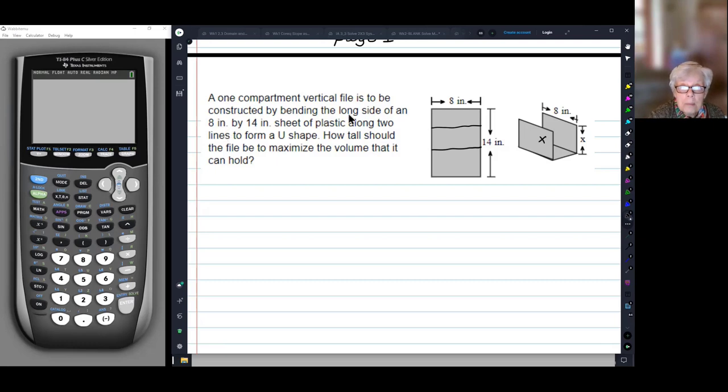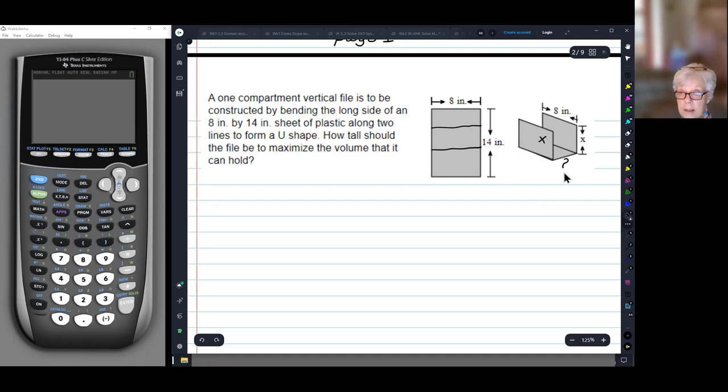Now, bending the long side, yes, of an 8-inch by 14-inch sheet of plastic along two lines to form a U shape. Now, we're also going to have to find this side. Well, we know that this is 8, and the whole thing is 14, but what is that? Well, 14 altogether minus this X, minus this X, will be 14 minus 2X. So that's what it's going to be.